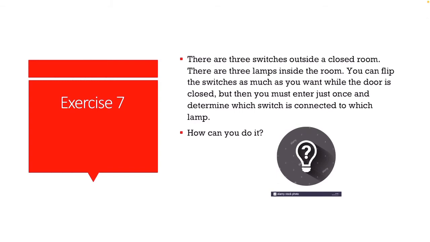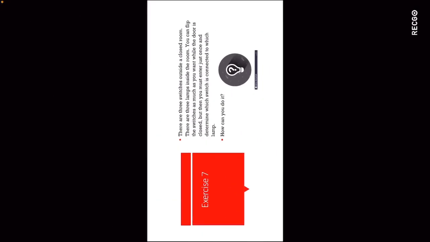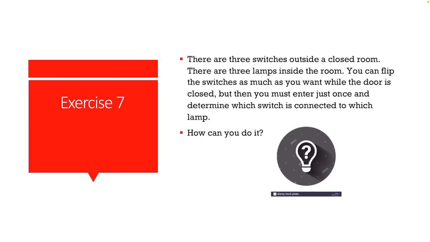Only 3 lamps are there, so the remaining is what? Third one. The one which is warm is turned on from the first switch. The light which is slightly on or which is hot, that is turned on from the second switch, and the one which is totally cold is the third one. That simple it is. Simple exercise.